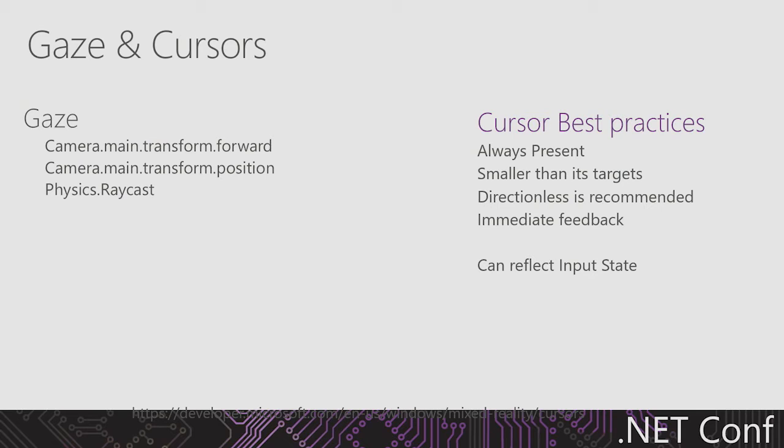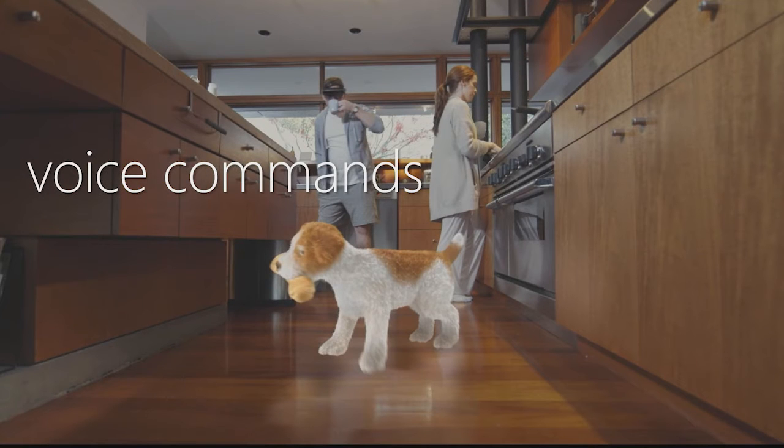And then there's some things. Cursors are the best practice, so I do recommend you have one. And there are best practices there, like making sure the cursor is always there, and making sure you have a directionless one, unless you're actually forcing the user to look in a specific direction. That way they don't get confused. You want to use the cursor to give feedback, so the user always knows where it's at. And if you have a specific input state, like maybe you have commands, you can reflect that within the cursor. So there's a lot there.